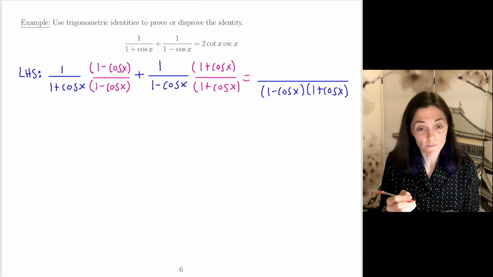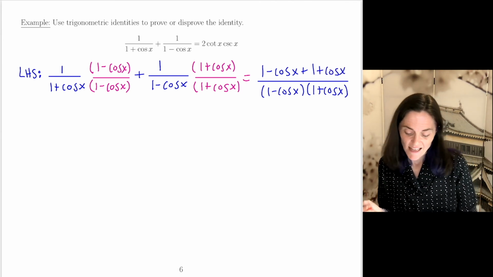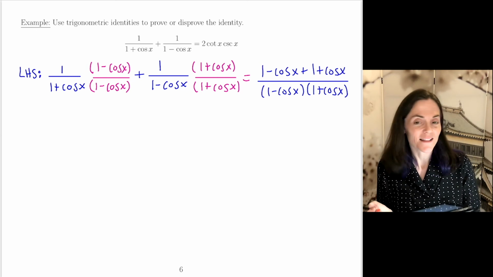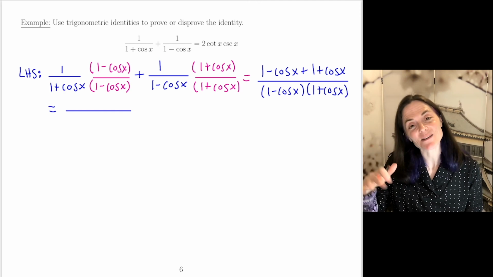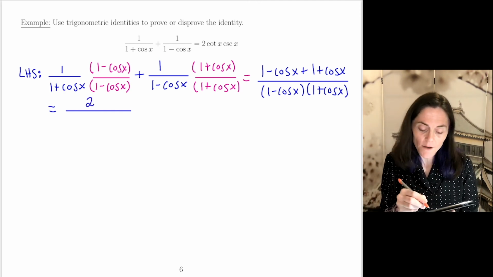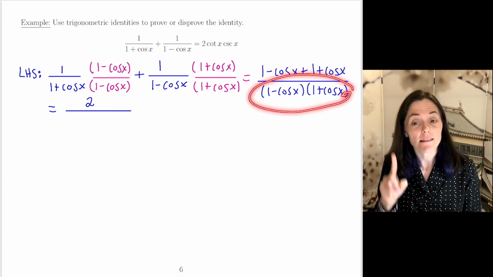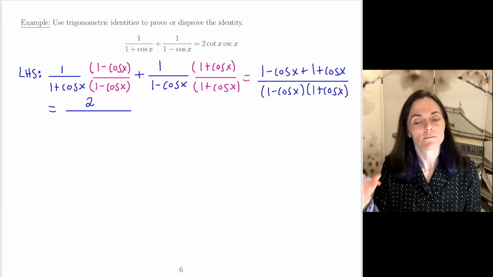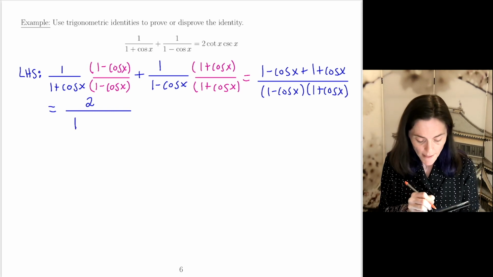Now you see I have 1 minus cosine x plus 1 plus cosine x. Well, we can keep going here with the left-hand side. You notice my numerator, the plus and minus cosine x add to 0. So my numerator is just 2. And then my denominator, if you multiply all of this out, first, outer, inner, last, the inner and the outer add to 0. I have a positive cosine x and a negative cosine x. So what I get here is 1 minus cosine squared x.